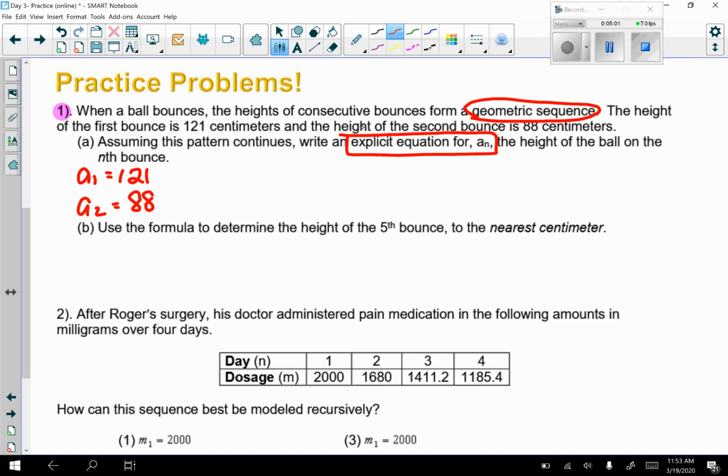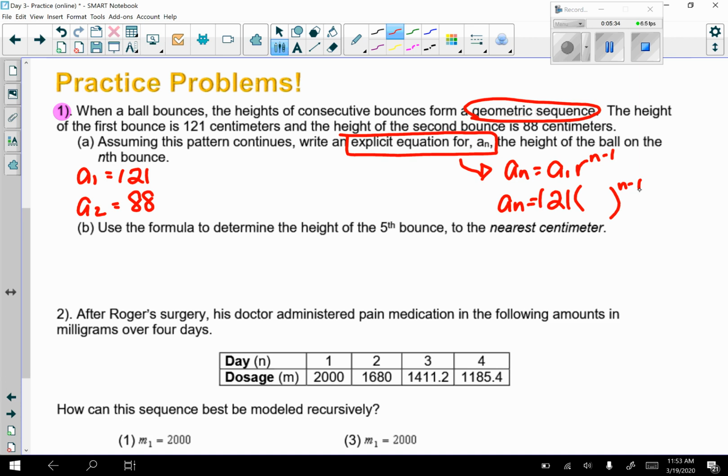So if you notice, I took some notes as I read the question, which I always recommend you do. I circled geometric. I wrote a sub 1 equals 121 and a sub 2 equals 88, and explicit equations. So that means I can go to my reference sheet and the formula is going to say a sub n equals a sub 1 r to the n minus 1. I already know a sub 1, so I'm going to plug that in. I don't know r, and n stays in the formula. It's like your x in an equation.